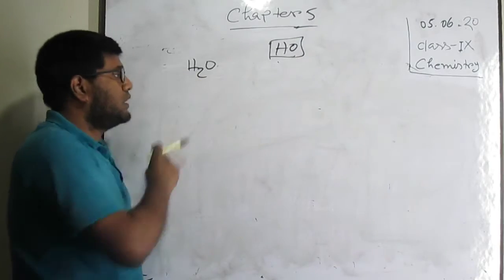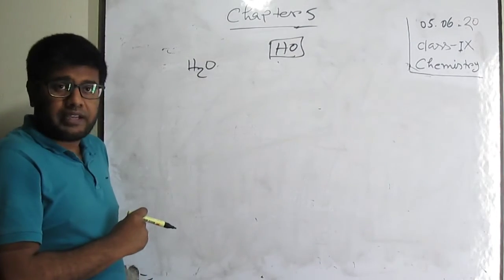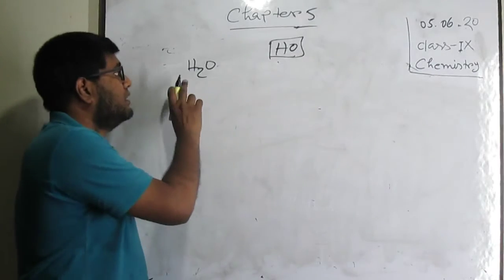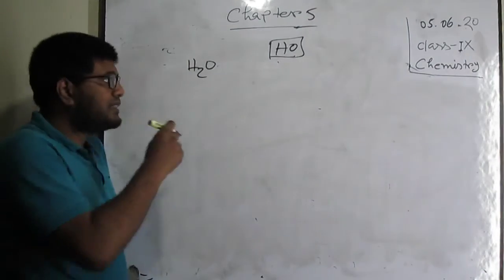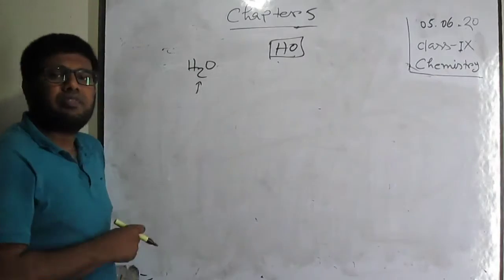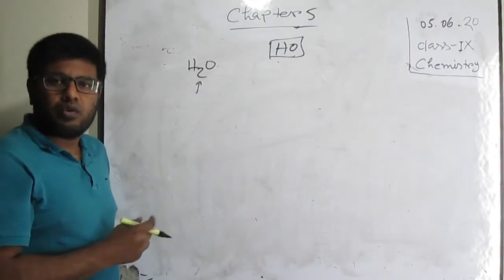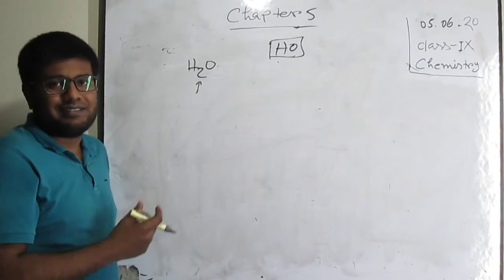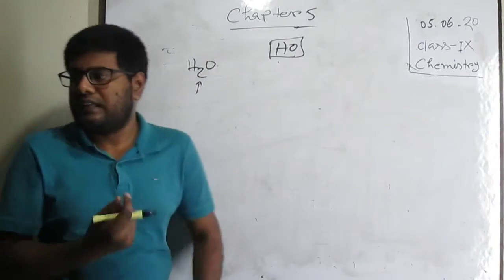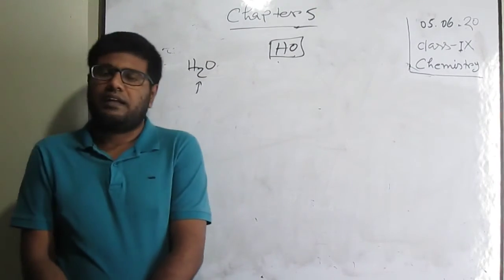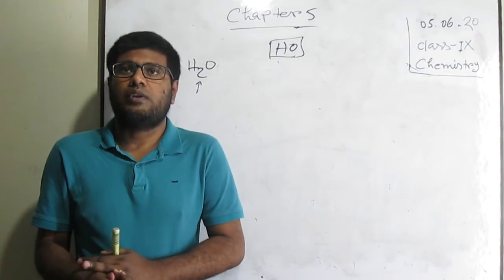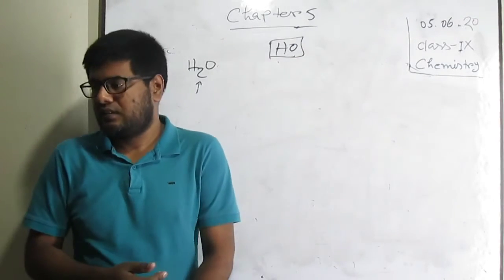So if I want to write the formula of water, we should write the symbol of that element with their number of atoms. Here, two atoms of hydrogen and one atom of oxygen. So we shouldn't write this one, because here only one oxygen is given. There are a few ways to write formulas and I will explain it later.